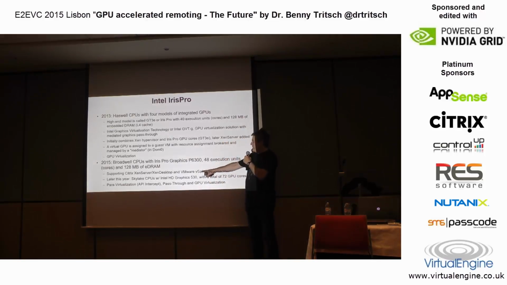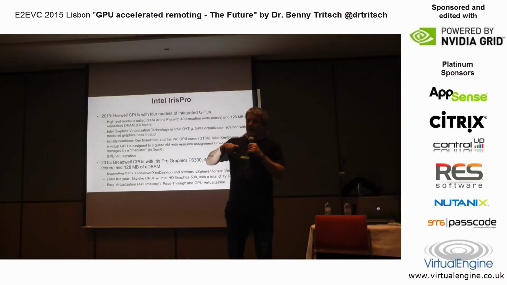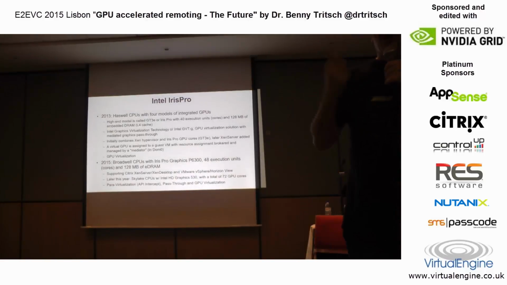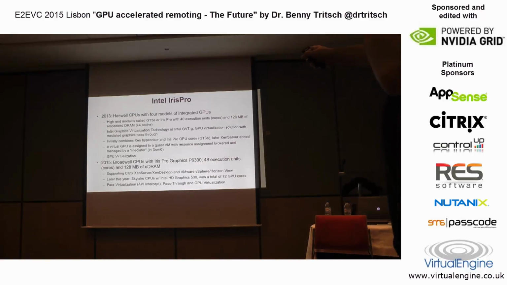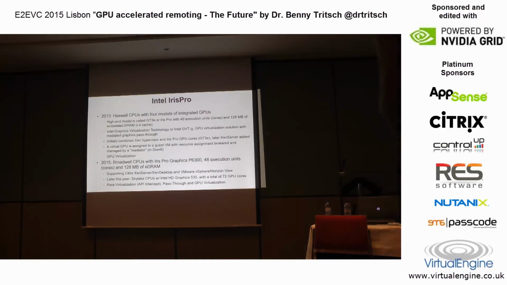Now the newer ones, they are supporting XenServer, VMware vSphere, Horizon View. So these are the ones that come in a Broadwell CPU, and now you have 48 cores. Now just compare that to the number of cores that Nvidia has. So it's not a high-end GPU. The question is, are 48 cores going to be good enough for smaller environments?